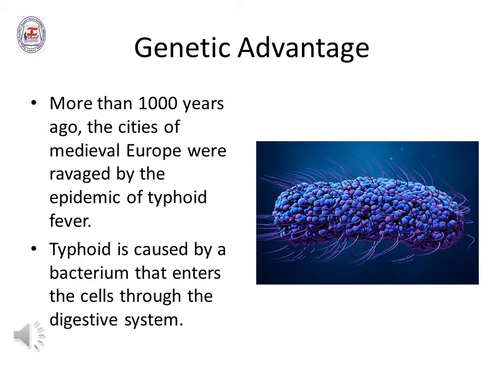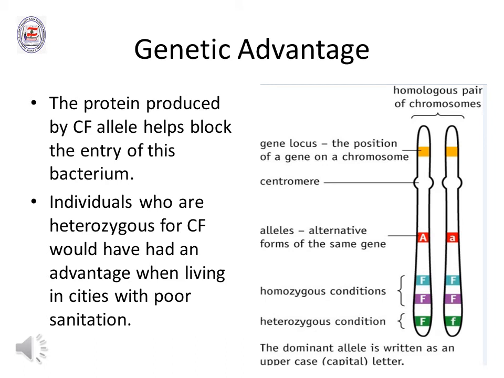More than 1,000 years ago, the cities of medieval Europe were ravaged by an epidemic of typhoid fever. Typhoid is caused by a bacterium that enters the cells through the digestive system. The protein produced by the cystic fibrosis allele helps block the entry of the bacterium that causes typhoid fever. Individuals who are heterozygous for cystic fibrosis would have had an advantage when living in cities with poor sanitation. These individuals would not have suffered from typhoid fever.